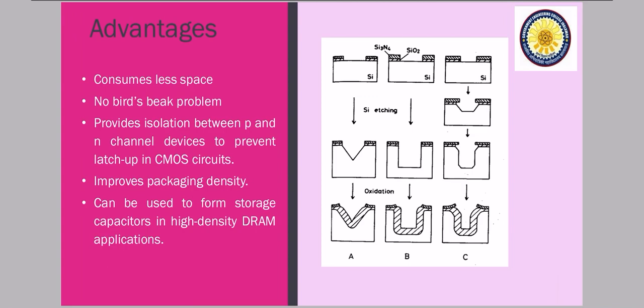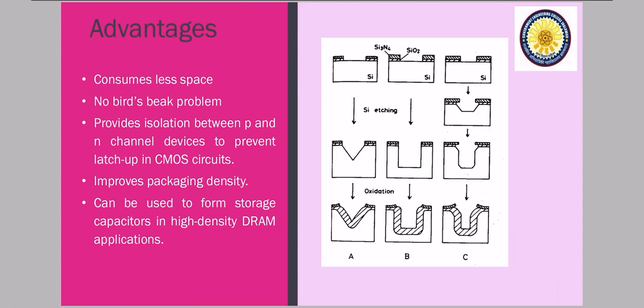It does not require much space, so it consumes less space, and it provides isolation between P and N channel devices to prevent latch up in CMOS circuits. Latch up is basically a leakage type problem in CMOS circuits, where a parasitic BJT can be formed, and since it is parasitic, it may get turned on unknowingly. So that problem is known as the latch up problem.